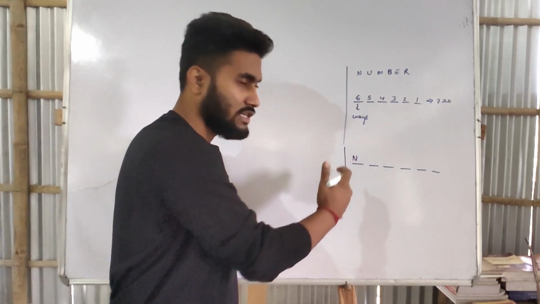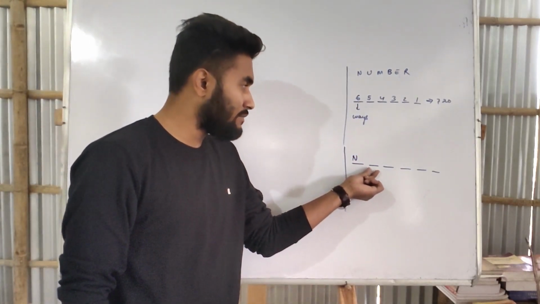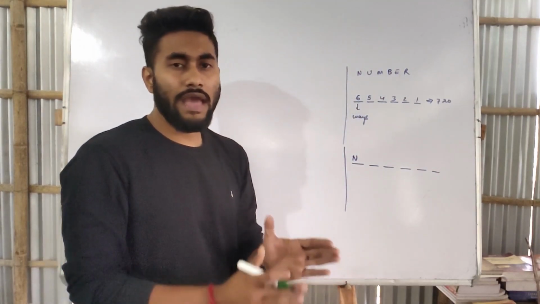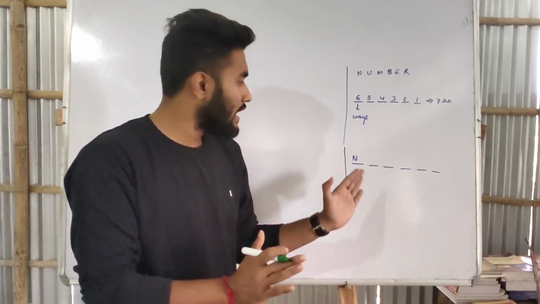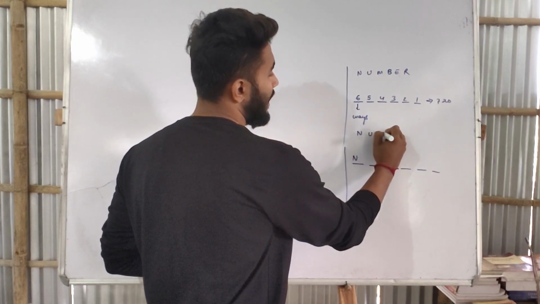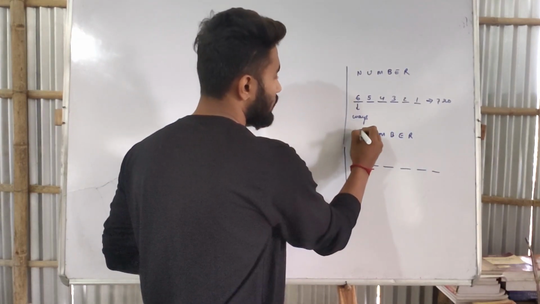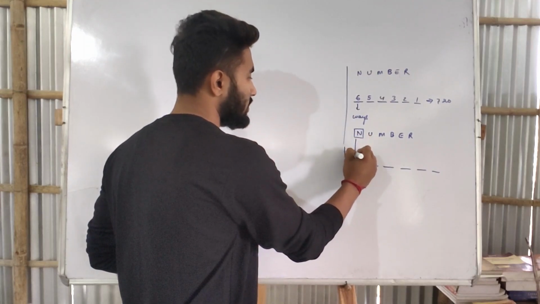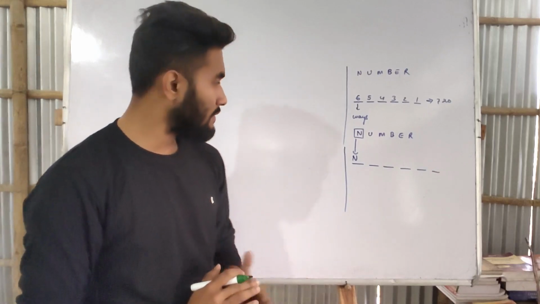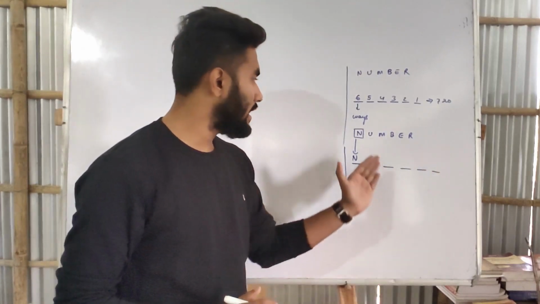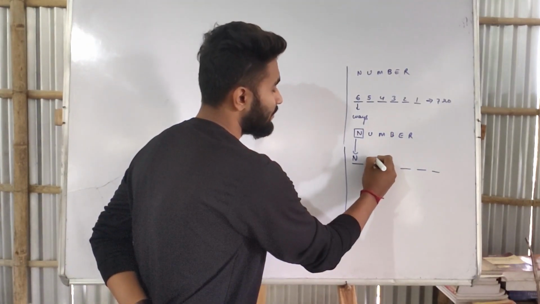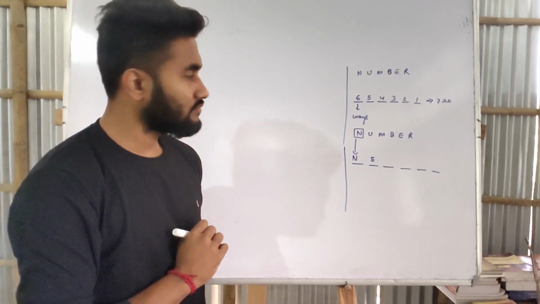Say N is fixed here. Because N cannot go elsewhere: if N goes elsewhere, then it will not begin with N, it will begin with some other letter. So N is fixed, there is no movement of N. No need to count N. Forget about N in NUMBER, because N is fixed. It cannot move. So how many remain? Remaining there are 1, 2, 3, 4, 5, and letters are also 5. So this can be filled in how many ways? We have 5 options, so it can be filled in 5 ways.